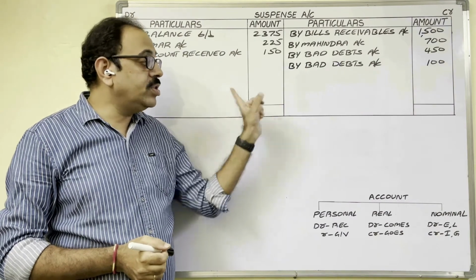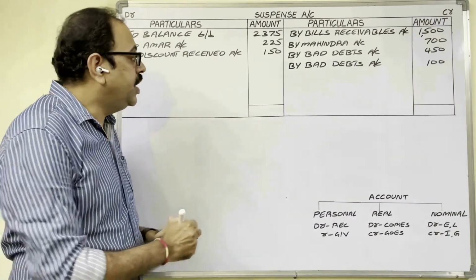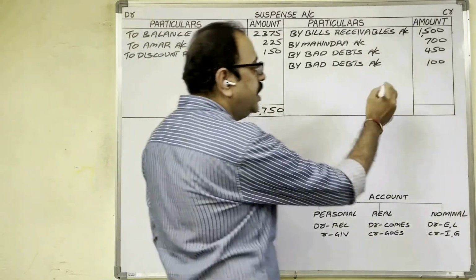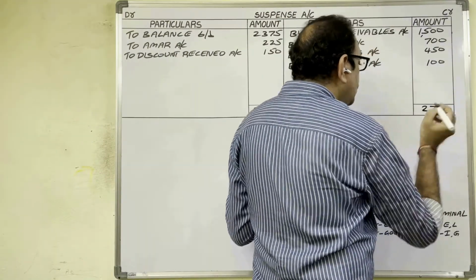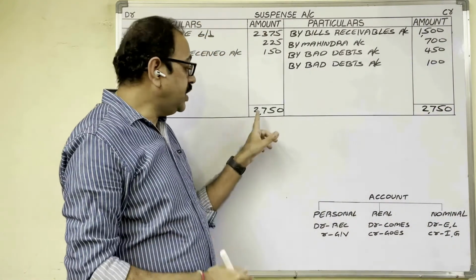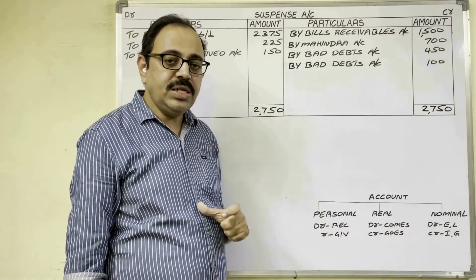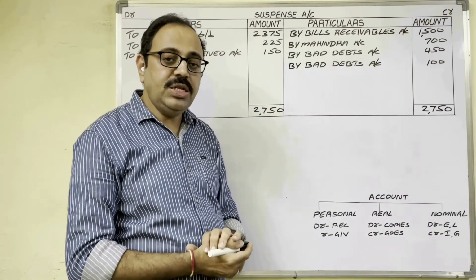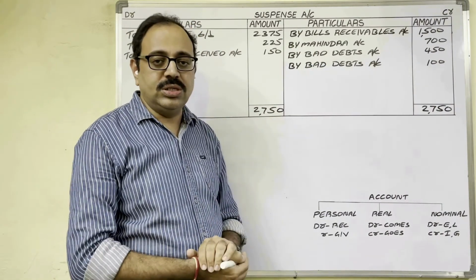Finally, we should find out the totals of two sides. Debit side total is 2750. Credit side total 2750. Two sides totals are same. Means there is no balance carried down in suspense account. Means suspense account is closed.